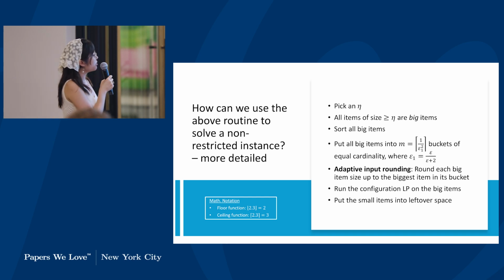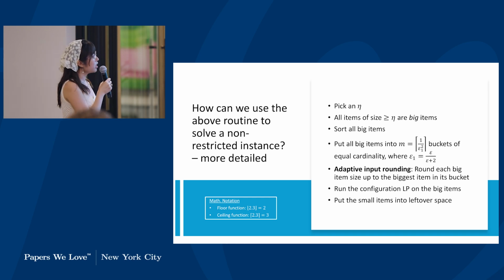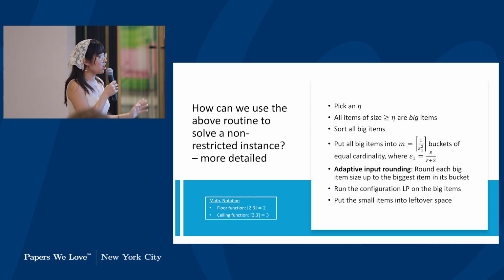Okay, so in more detail, how do we do that? First you pick an eta, which is the lower bound of the numbers you want to put into the LP. All items of size greater than or equal to eta are from now on called big items. Then you want to sort all the big items, and put them into n buckets of almost equal cardinality.